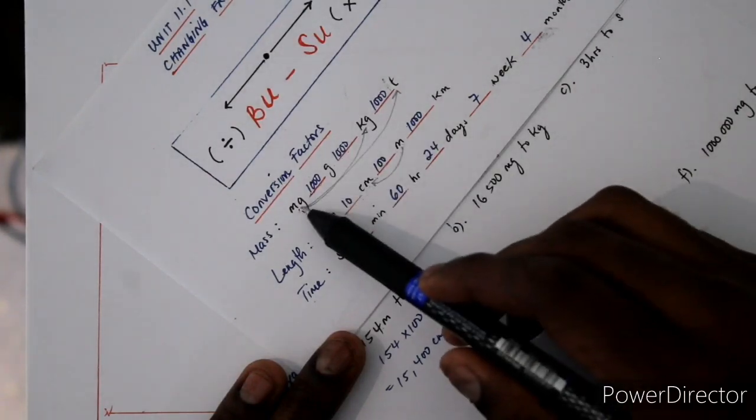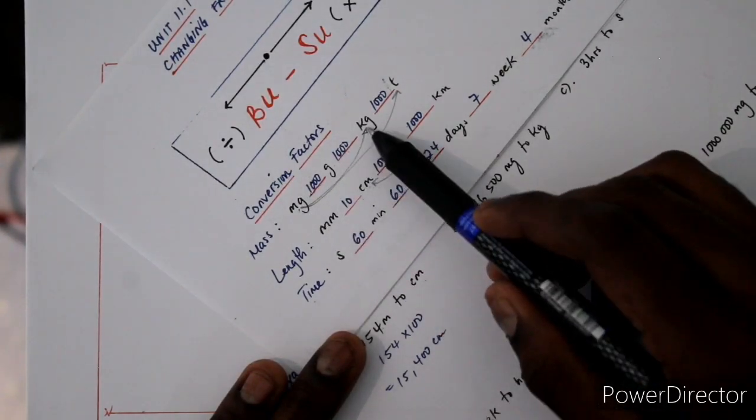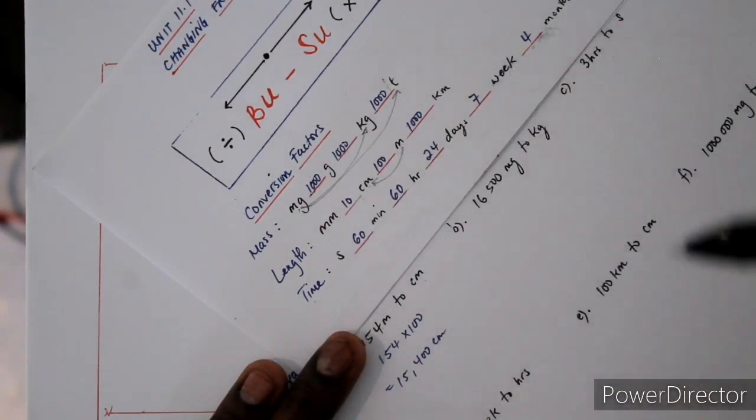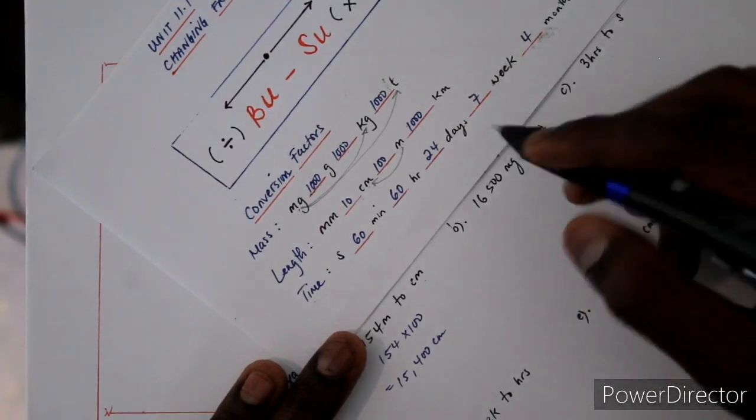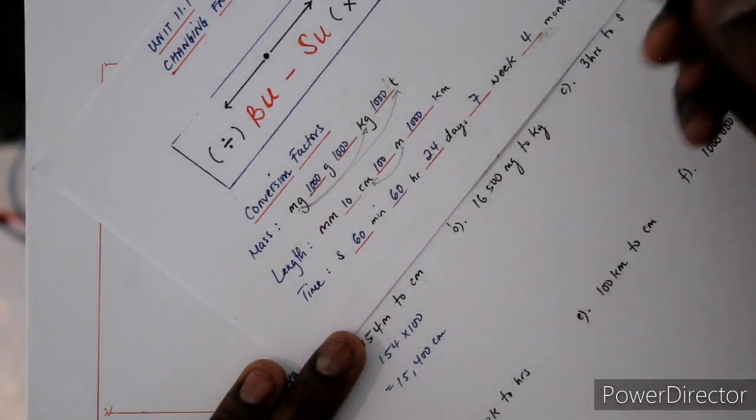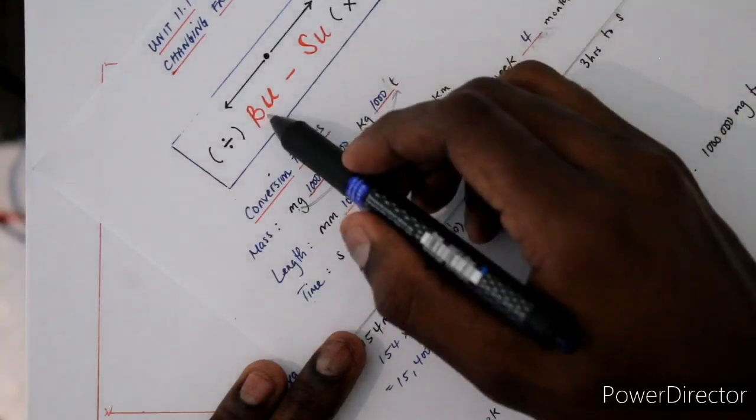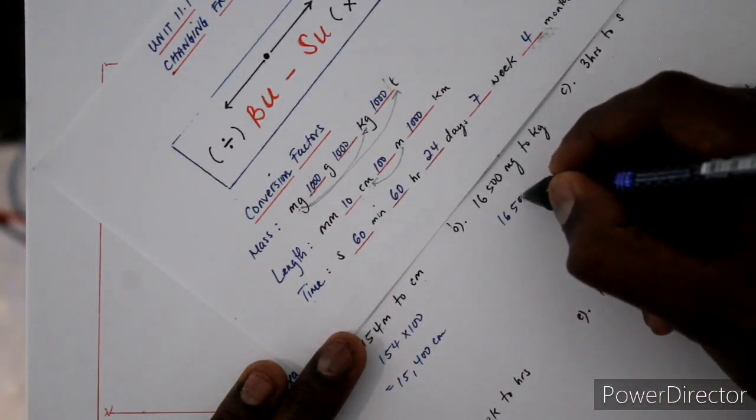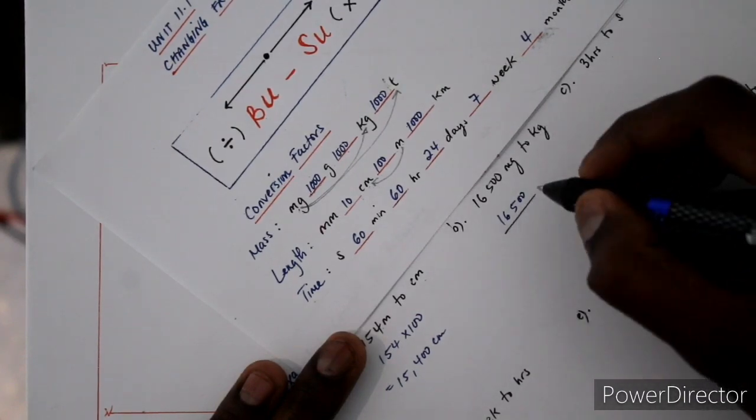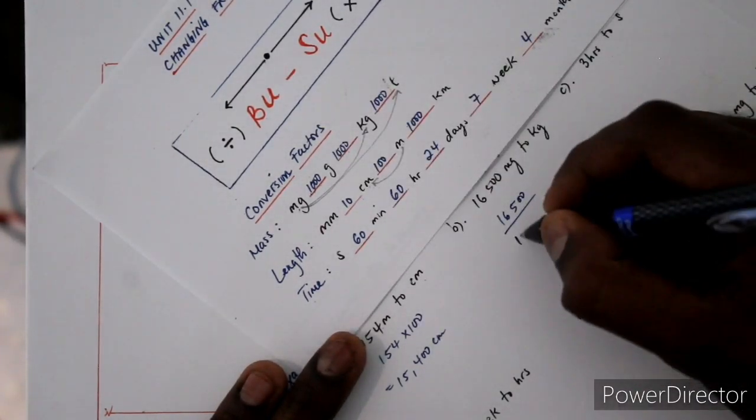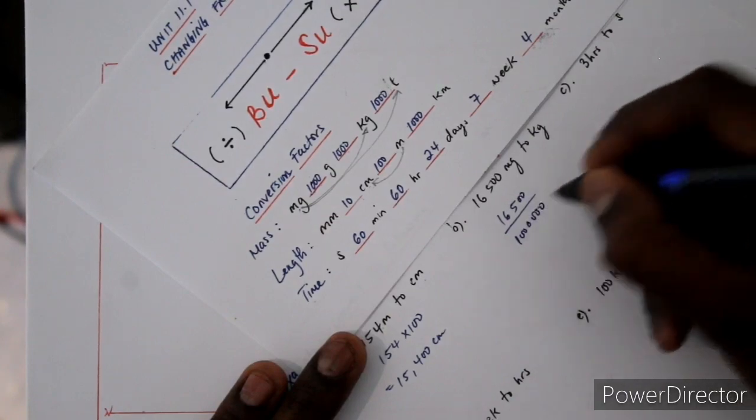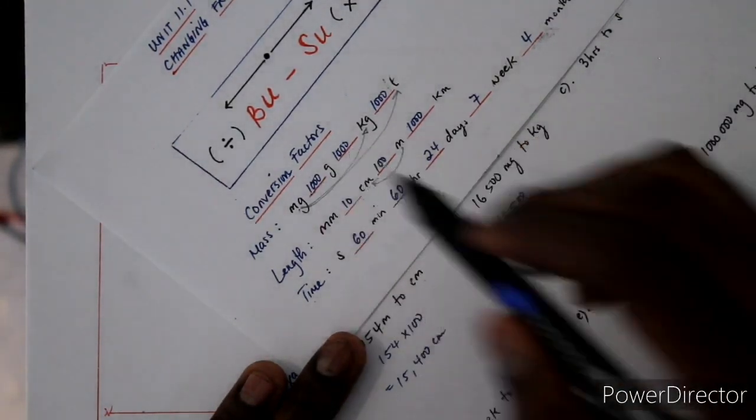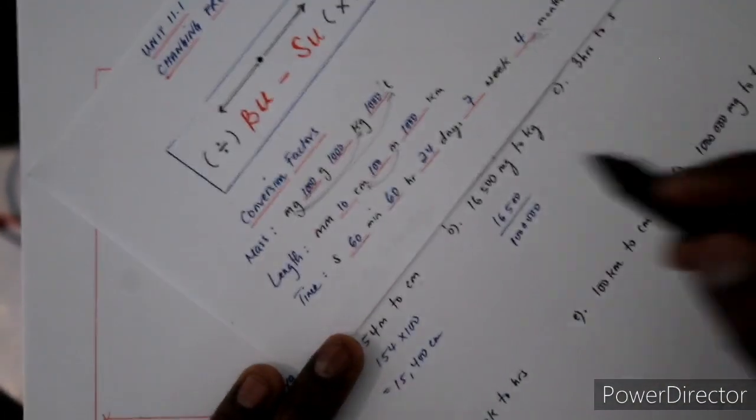So our conversion factor from milligrams to kilograms is 1000 times 1000, which is 1 million. We will multiply or divide? Since it's a smaller unit to a bigger unit, we will divide. So we will have 16,500 over 1 million. Okay, 1000 times 1000 to find the conversion factor.